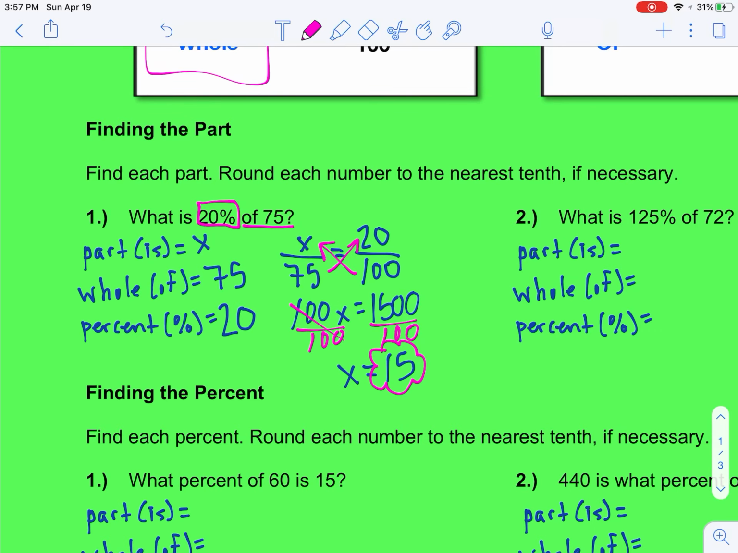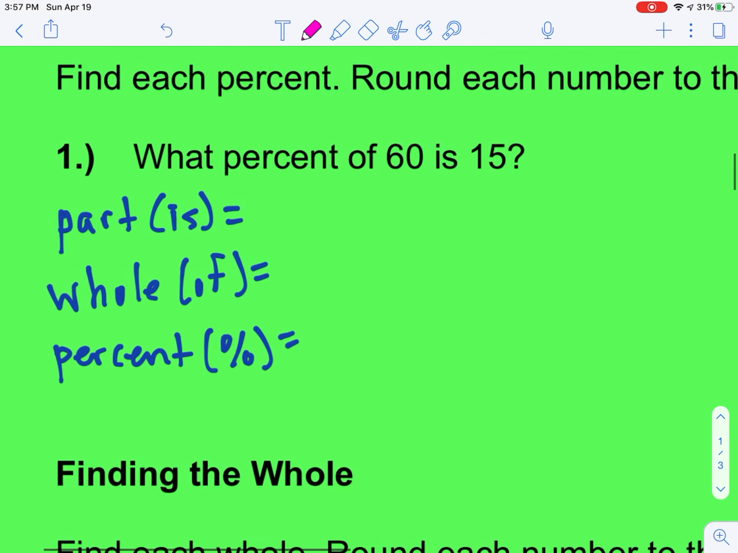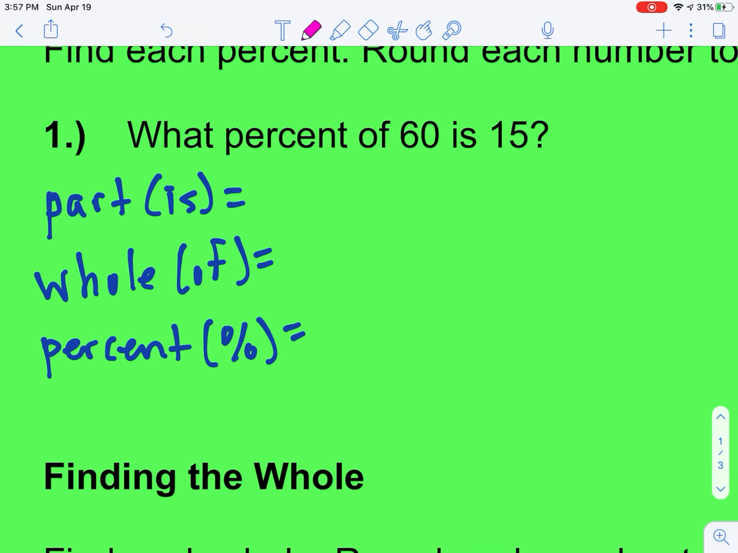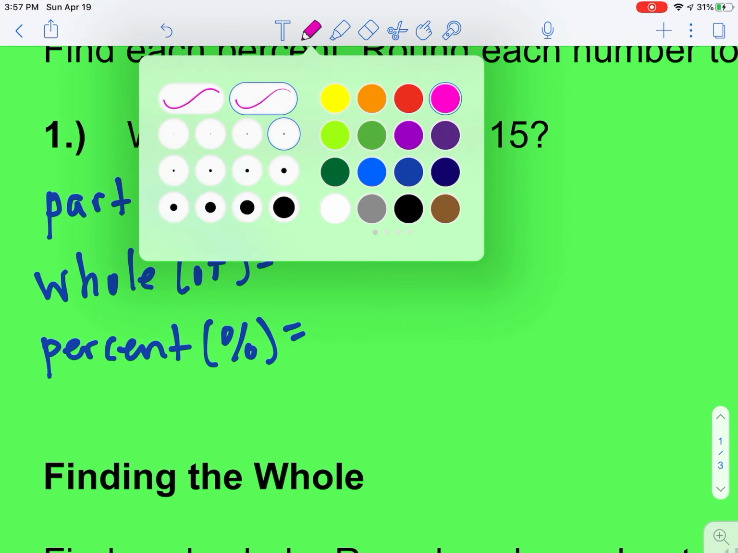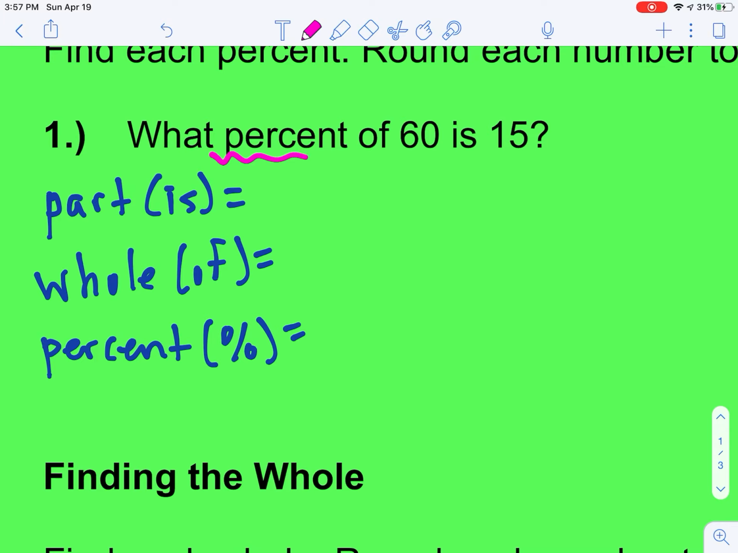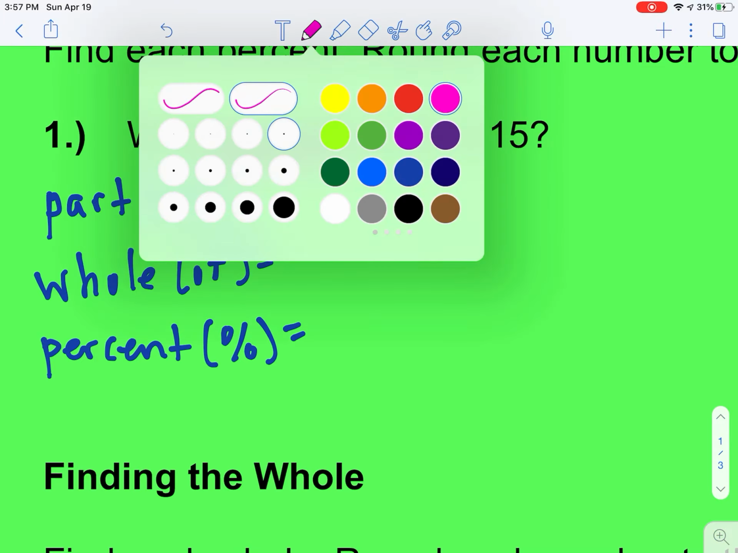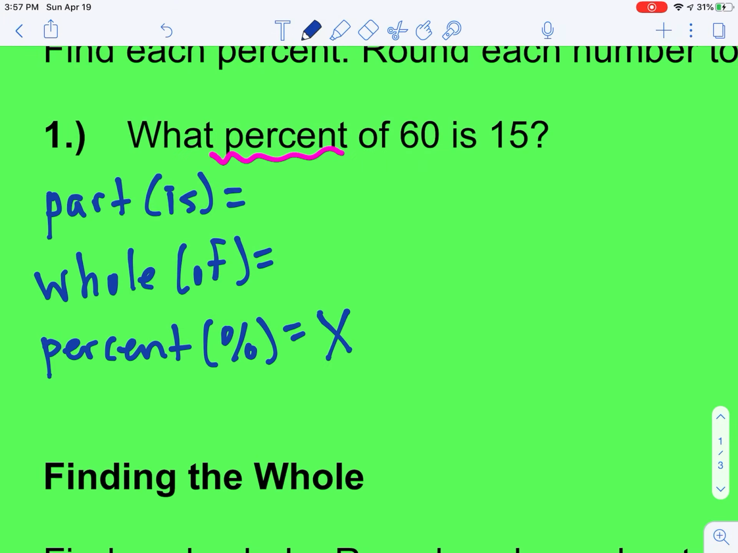All right, let's take a look at another example. What percent of 60 is 15? The first thing that I notice in this problem is I don't have the percent. There's no percent in this problem, so I know that that's going to be my variable. My next part I have is the of 60 and the is 15.